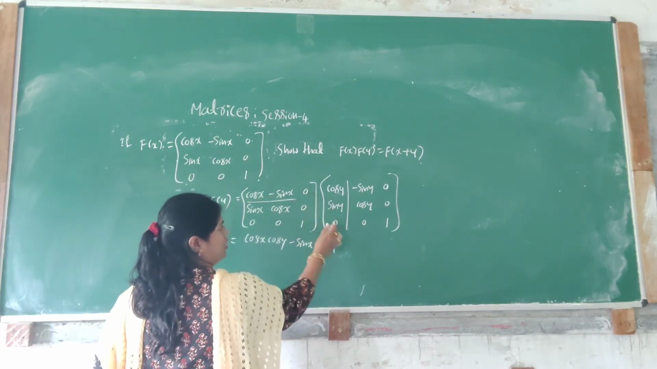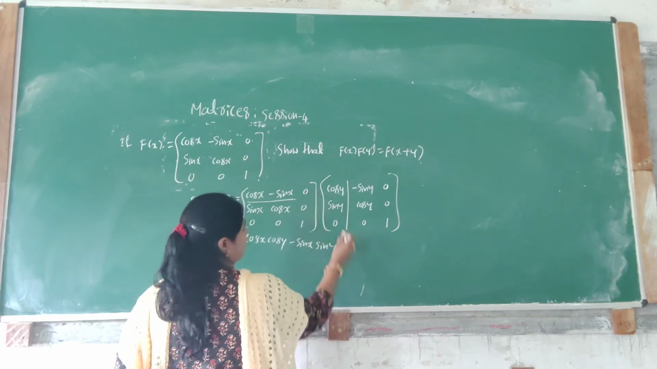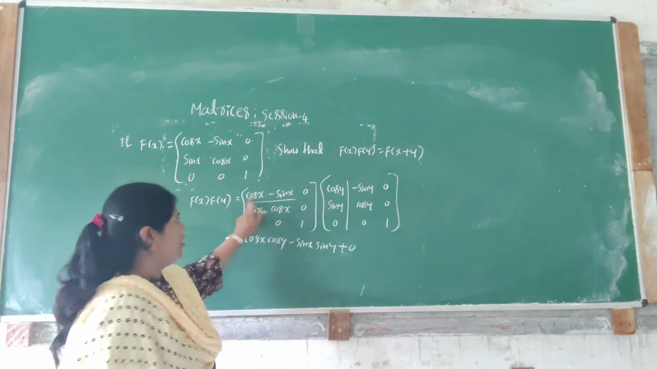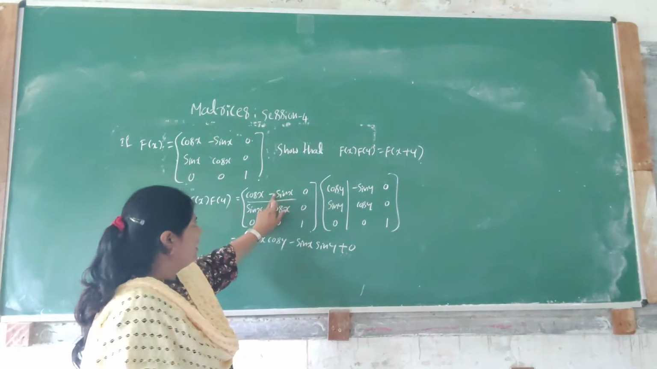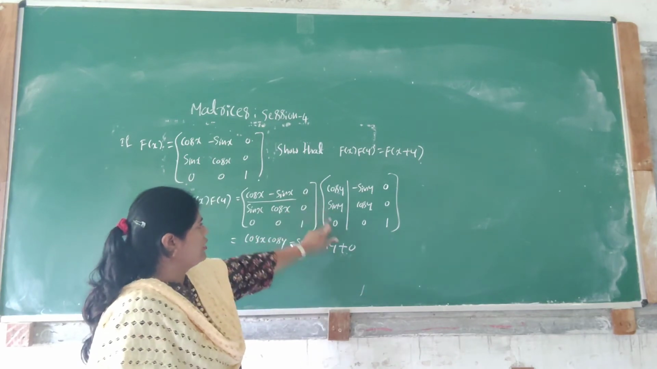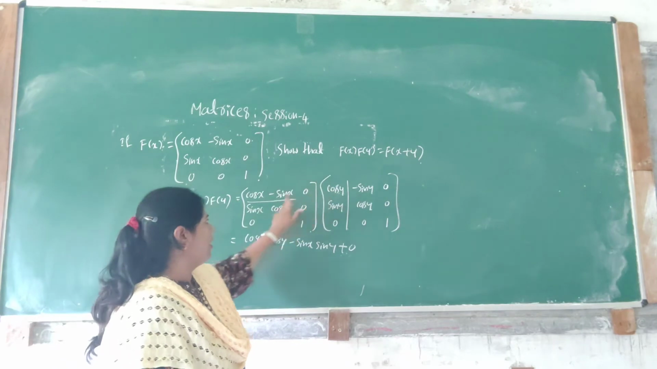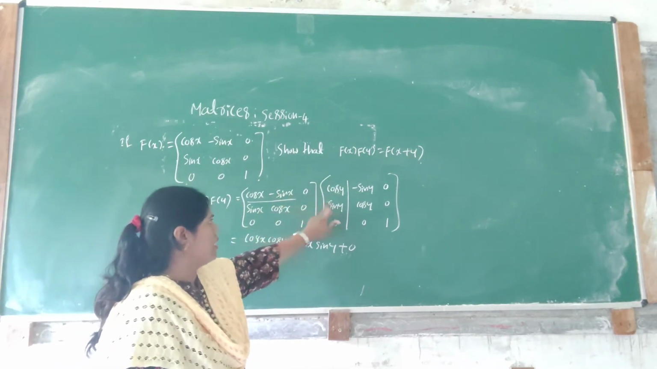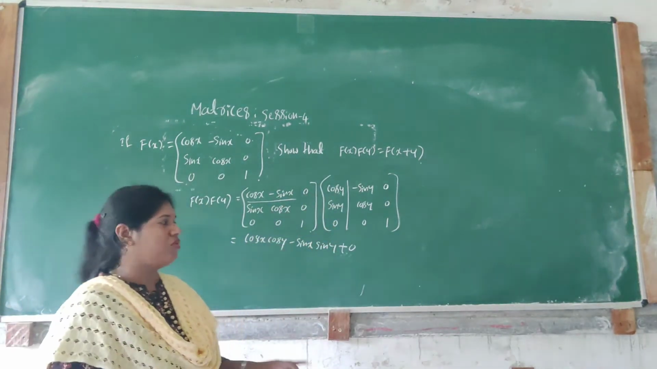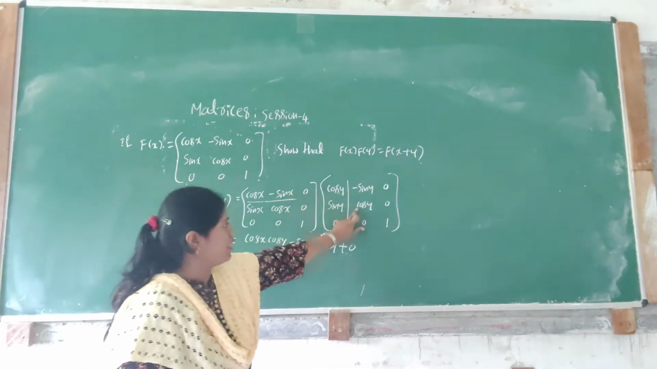Okay. Next, 0. Okay. Plus 0. So cos x cos y minus sin x sin y. So 0. The corresponding elements are over. Cos x cos y minus sin x sin y plus 0. Over. Next, first row, second column.